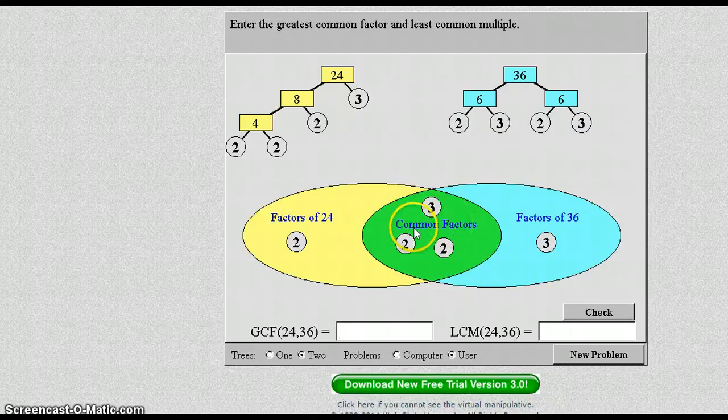So the common factors, their product for the GCF is 2 times 2 times 3, which is 12. And now we also have another 2 and another 3. So 2 times 3 is 6, times this 12. Well, 12 times 6 is 72. If you don't know that off the top of your head, you can check on your calculator. And we check, and it's correct. So the GCF is 12, and the LCM is 72.